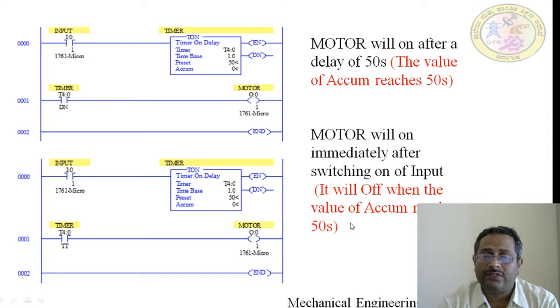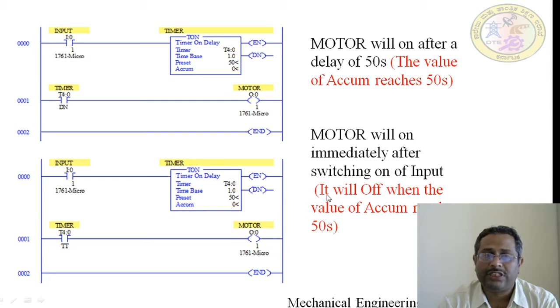After 50 seconds, it will switch it off. See here, the motor will turn on immediately after switching on the input. It will turn off when the accumulated value reaches 50. In the done bit, the output will turn on once the accumulated value reaches 50 seconds. In the TT bit, the output will turn on immediately and it will remain on until the accumulated value reaches 50 seconds. That is the difference.